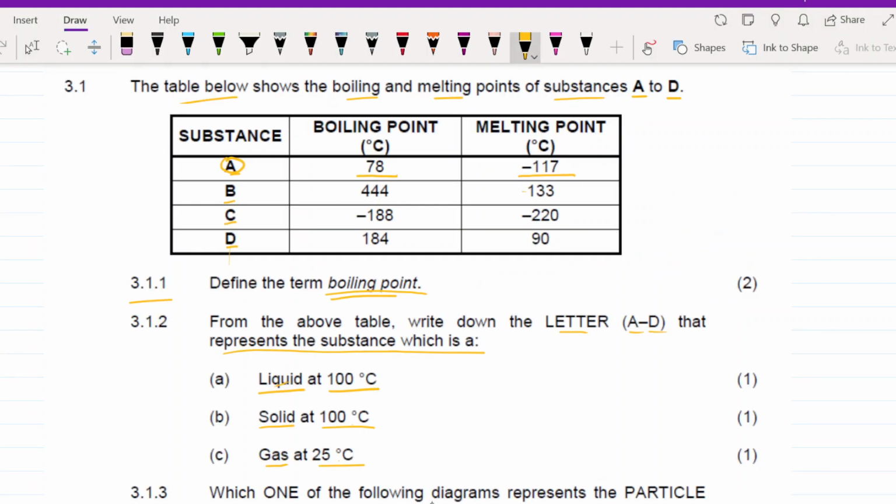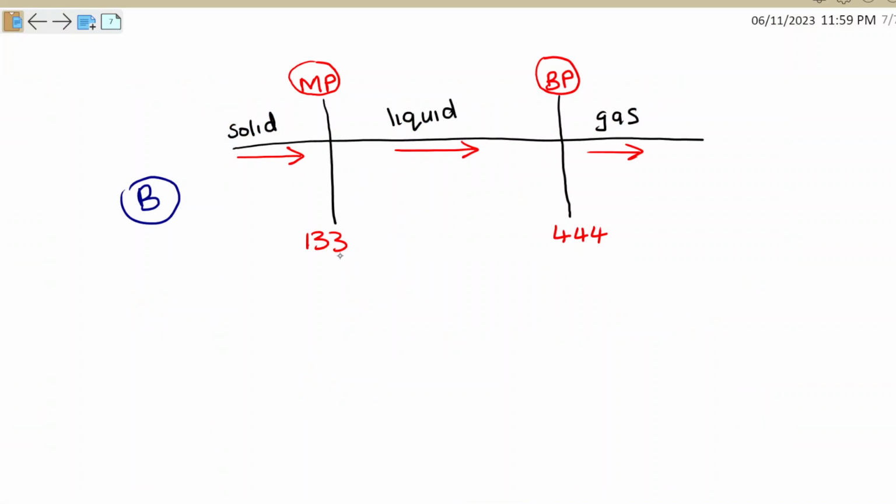Now, substance B, melting point is 133, boiling point is 444. So here is substance B. The melting point of substance B is 133 Celsius degrees. Boiling point is 444 Celsius degrees. Now where is 100 Celsius degrees here? Remember, it is moving this way. So where is 100 Celsius degrees? Surely 100 must be somewhere here.